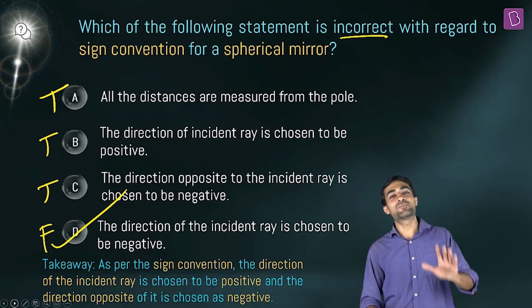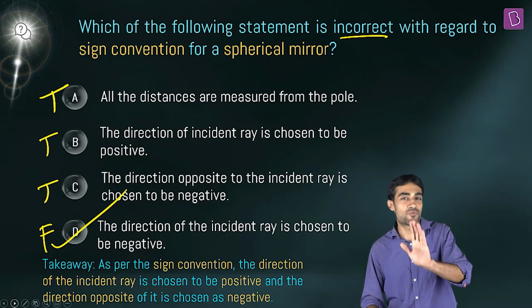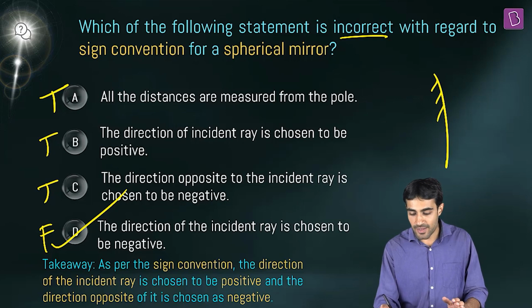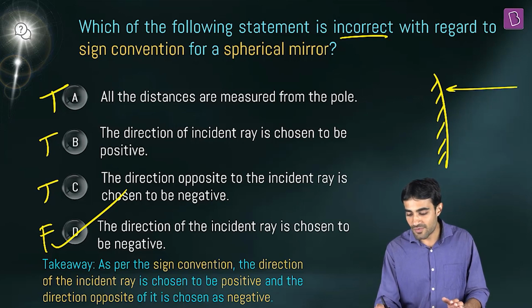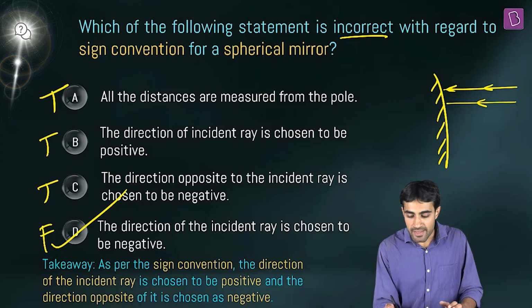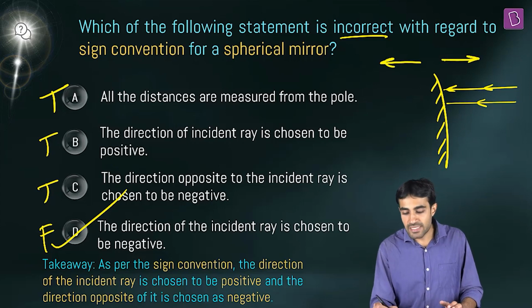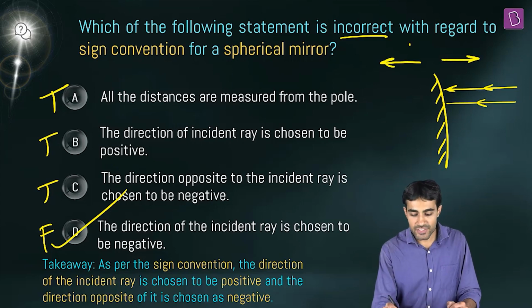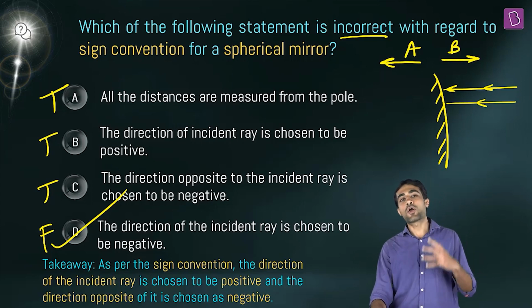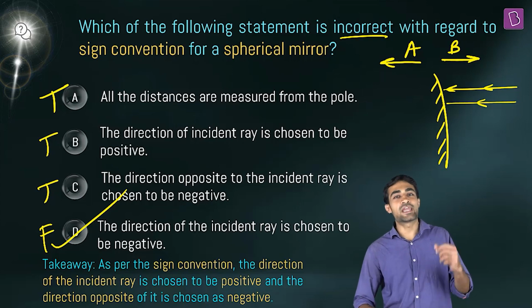Now at this point, let me ask you one more question before going to the next one. So the question is like this. Suppose this is our mirror and this is the incident light ray. We can see the direction of the incident light ray. Now, just tell me which of these two directions is positive or negative. This is direction A, this is direction B. Which direction is positive, A or B?